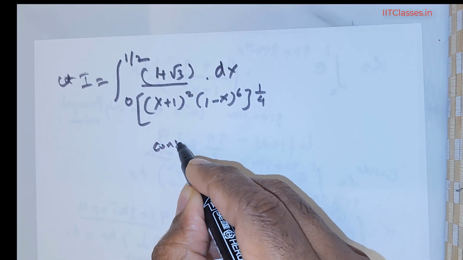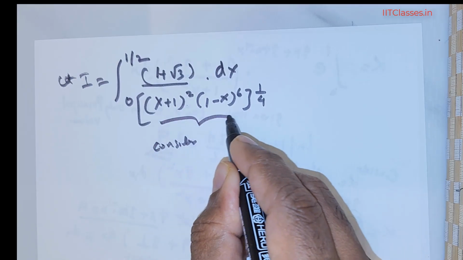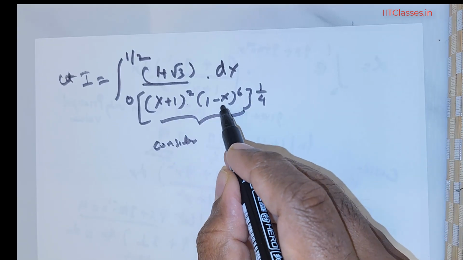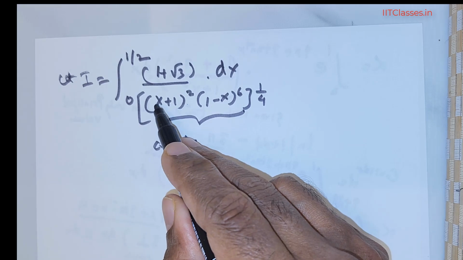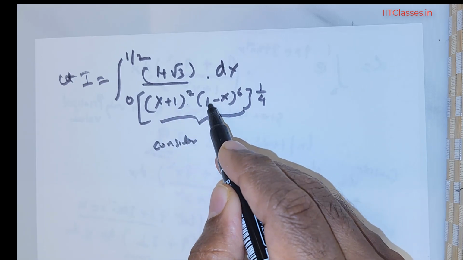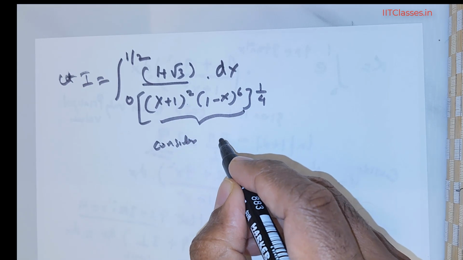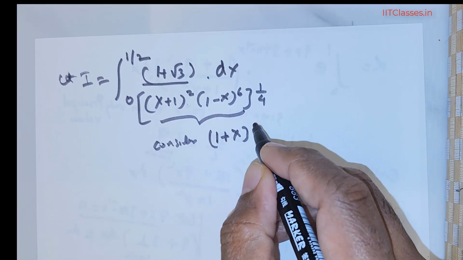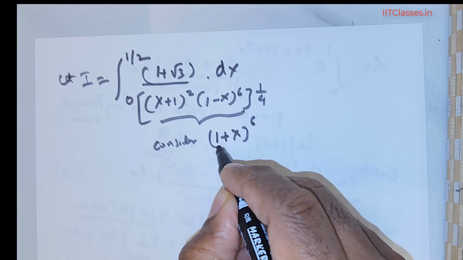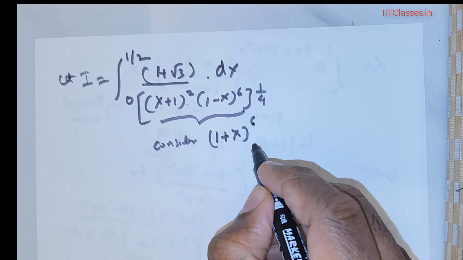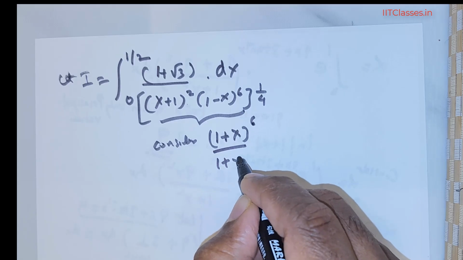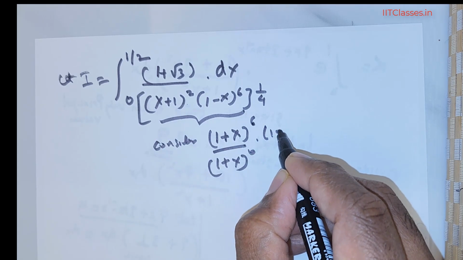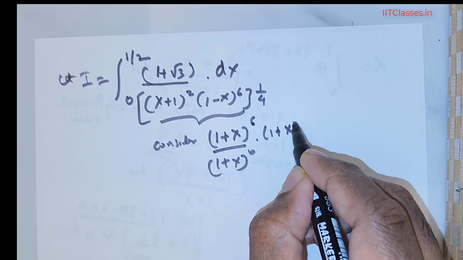Now what I wish to do is first manipulate this. I want to bring in 1 + x within (1 − x)^6. For that, I would like to multiply by (1 + x)^6 and divide by (1 + x)^6. Of course, I already have this (1 + x)^2.